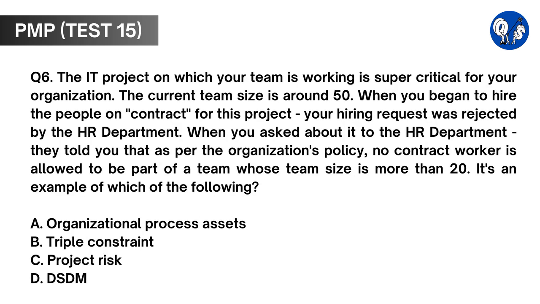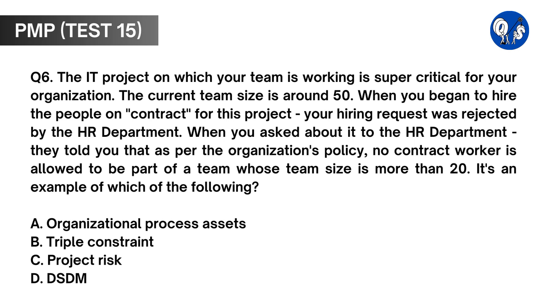Question number 6. The IT project on which your team is working is super critical for your organization. The current team size is around 50. When you began to hire the people on contract for this project, your hiring request was rejected by the HR department.